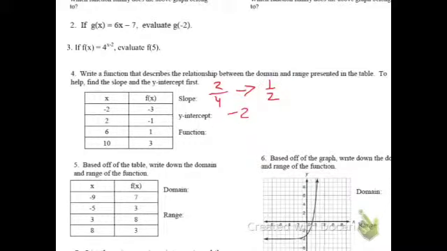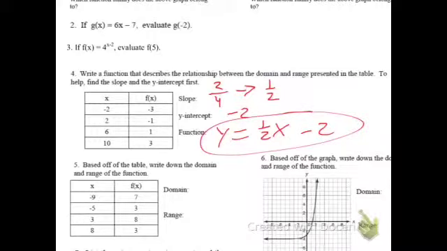You can write your function, right? The y equals mx plus b. Well, m is slope, so 1/2 x plus b, which is plus -2, or you can just shrink it down to just be subtract 2. And there's your final function.